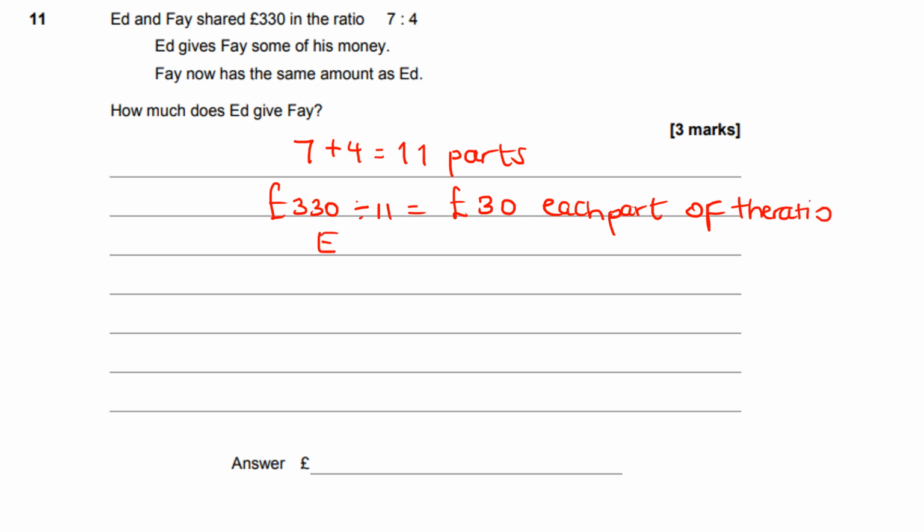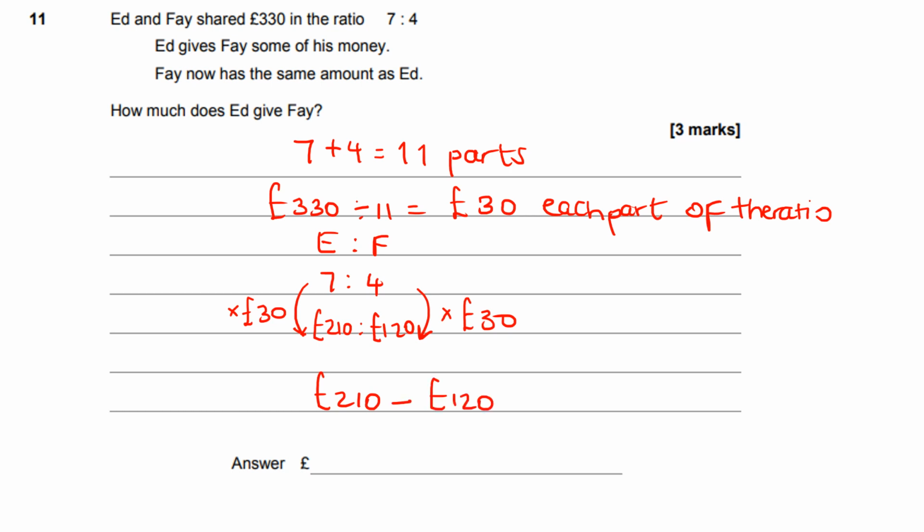So Ed to Faye was 7 to 4. We're going to times both sides by £30 to find out what they had. So 7 times 3 is 21, with the 0, that's 210. And Faye has 120. Now we'll find out the difference between 210 and 120. If I half the difference, that will be the amount given to the other person so that they have the equal amount. So £210, I'm showing this to my examiner so I can get full marks, take away 120 is going to be £90.